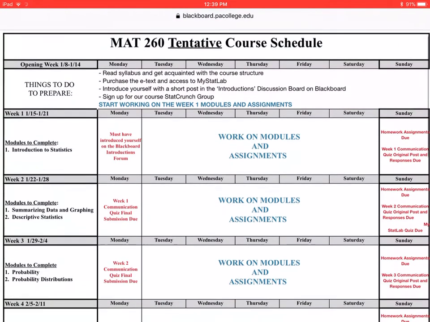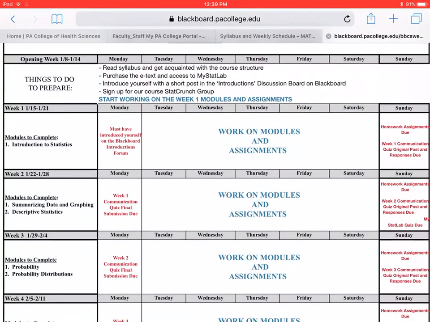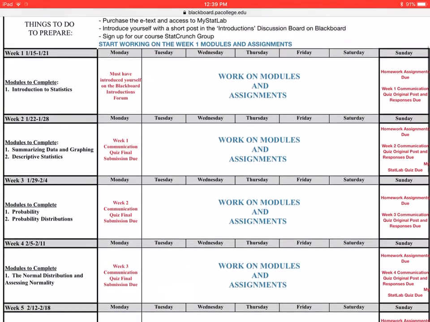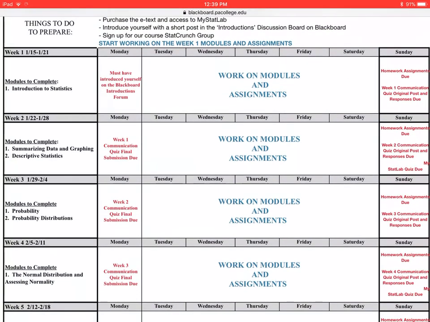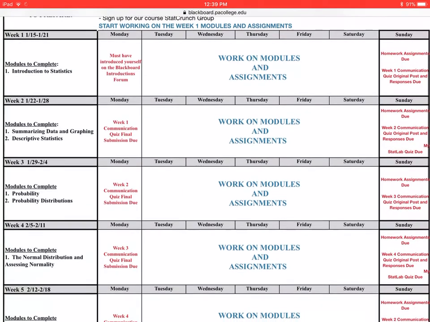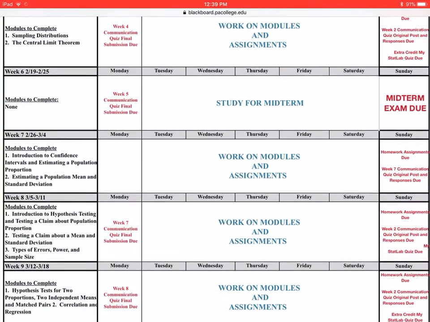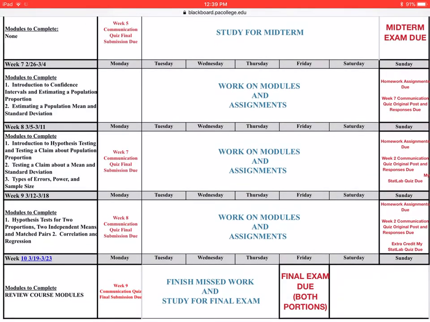Your weekly schedule can be seen under the weekly schedule link. This will break down what you have to do each week. Every week you will have a homework assignment, a communication quiz, and every other week you will have a MyStatLab quiz, except for the weeks where you have a midterm and a final exam.